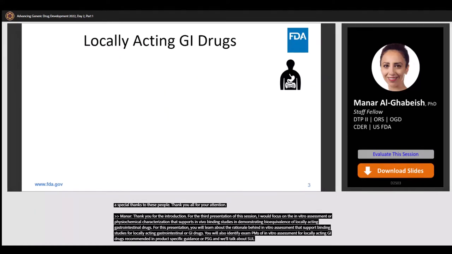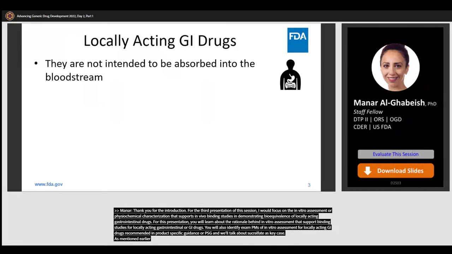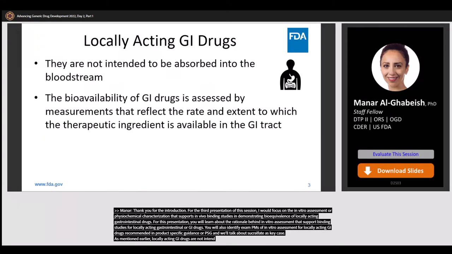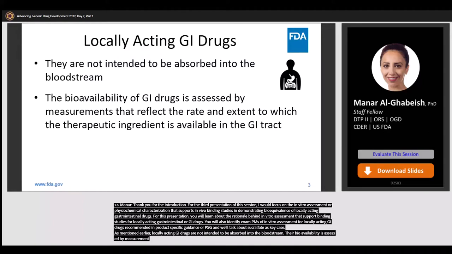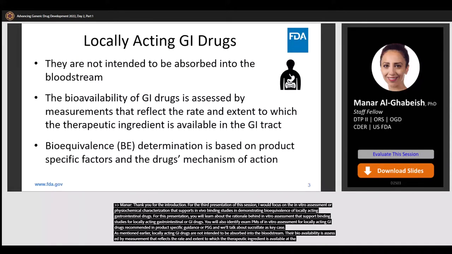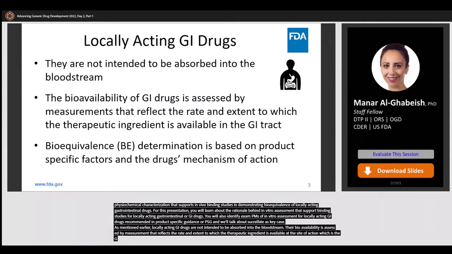As mentioned earlier, locally acting GI drugs are not intended to be absorbed into the bloodstream, and their bioavailability is assessed by measurement that reflects the rate and extent to which the therapeutic ingredient is available at the site of action, which is the GI tract. Therefore, product-specific factors and the drug's mechanism of action are critical to identify those measurements that will be used in demonstrating bioequivalence, or BE.